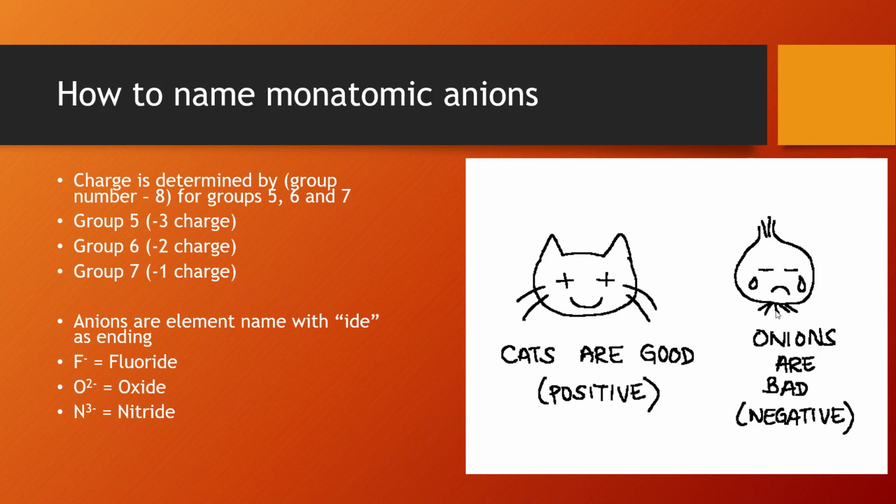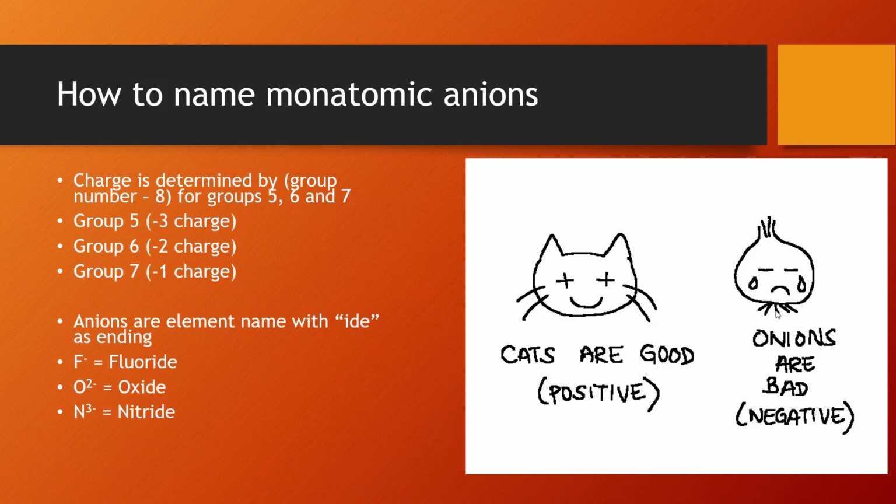How about monatomic anions? Well, the charge is determined by your group number minus 8 for groups 5, 6, and 7. Now, we're not talking about group 4, that's carbon, and that's not really going to form an ion very well. So group 5 has a 3- charge, group 6 has a 2- charge, group 7 has a 1- charge. Those are the halogens there. And the anions are the element name with "ide" as the ending.